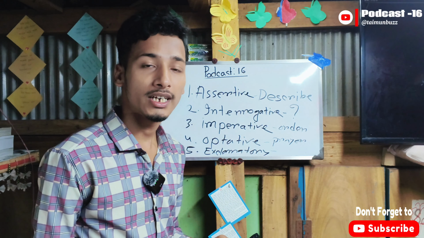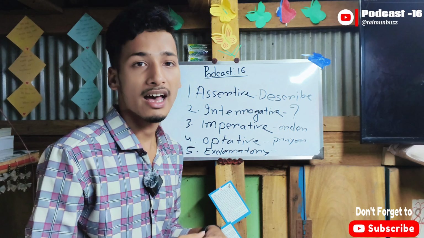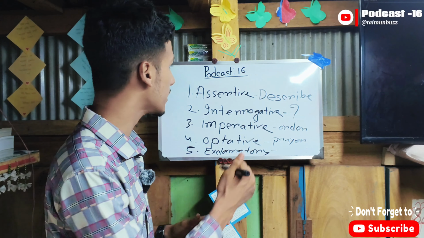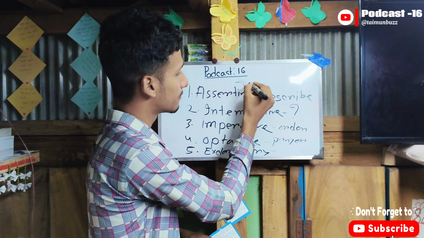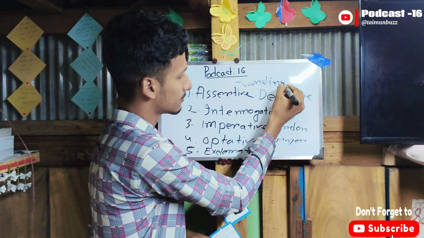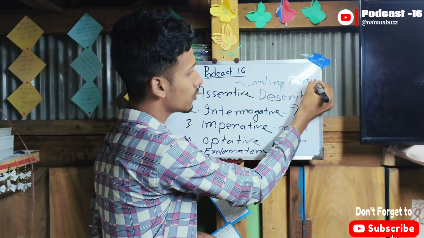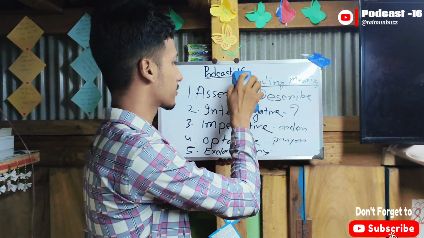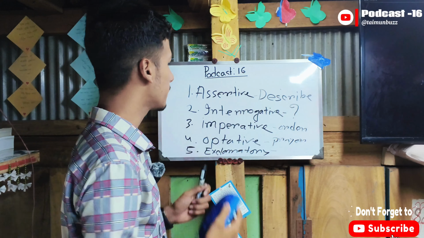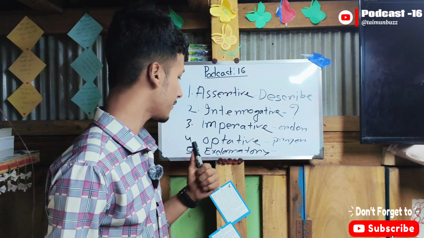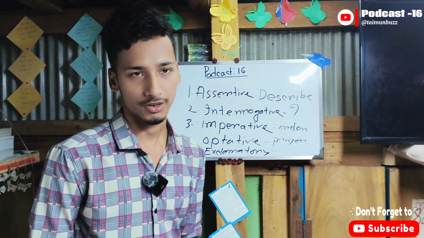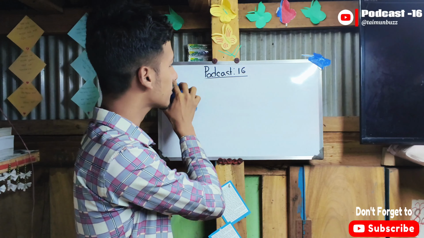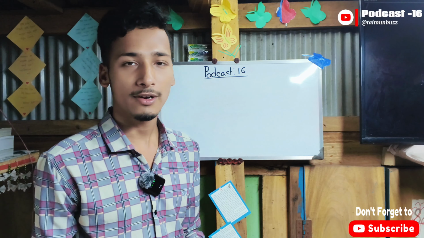If anyone asks you how many types of sentence are available in English grammar according to the meaning, there are five: assertive, interrogative, imperative, optative, and exclamatory sentence.